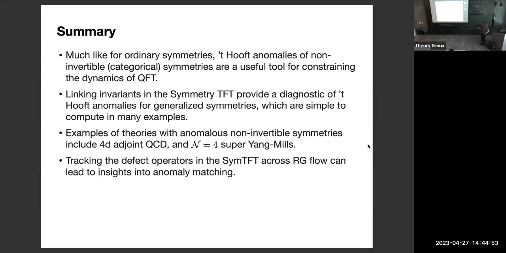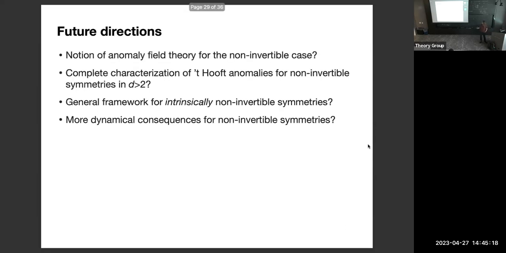Another 4D example is N equals 4 super Yang-Mills, which has exactly this sort of anomaly, these symmetries and anomalies that I described. So you can run through the same sort of exercise. Of course, you could work in other dimensions too. I just like 4 dimensions. And then tracking the defect operators in the symmetry TFT across the RG flow can lead to insights in anomaly matching. So this is an interesting question you can ask.